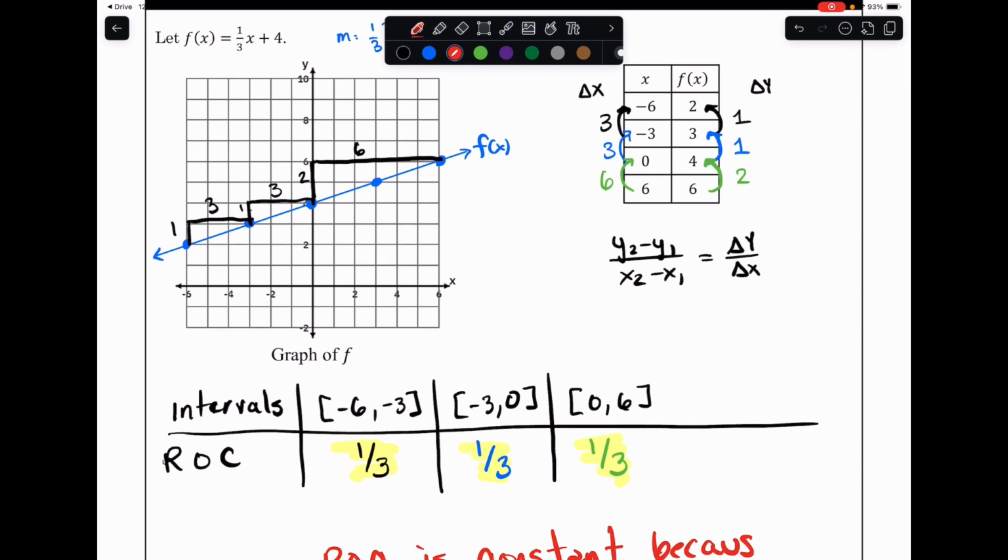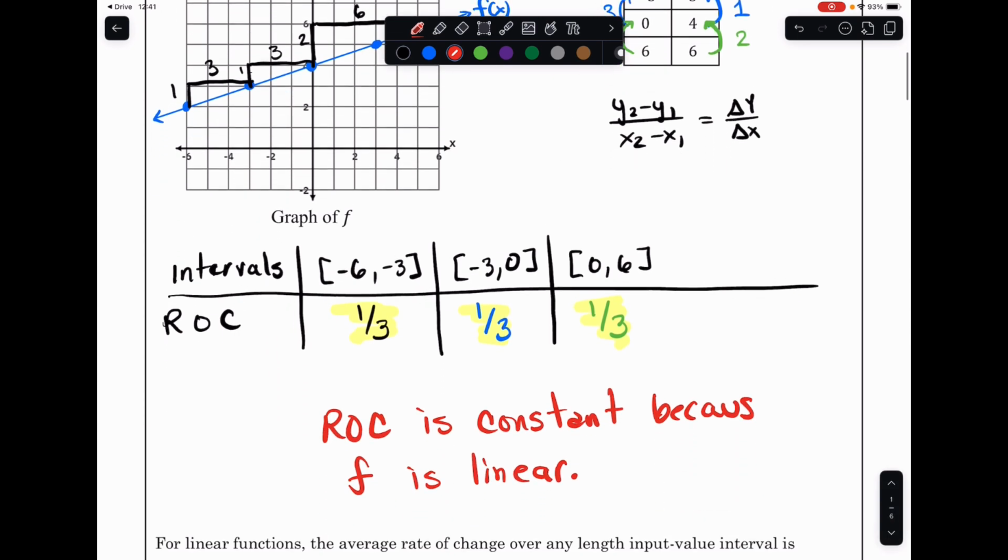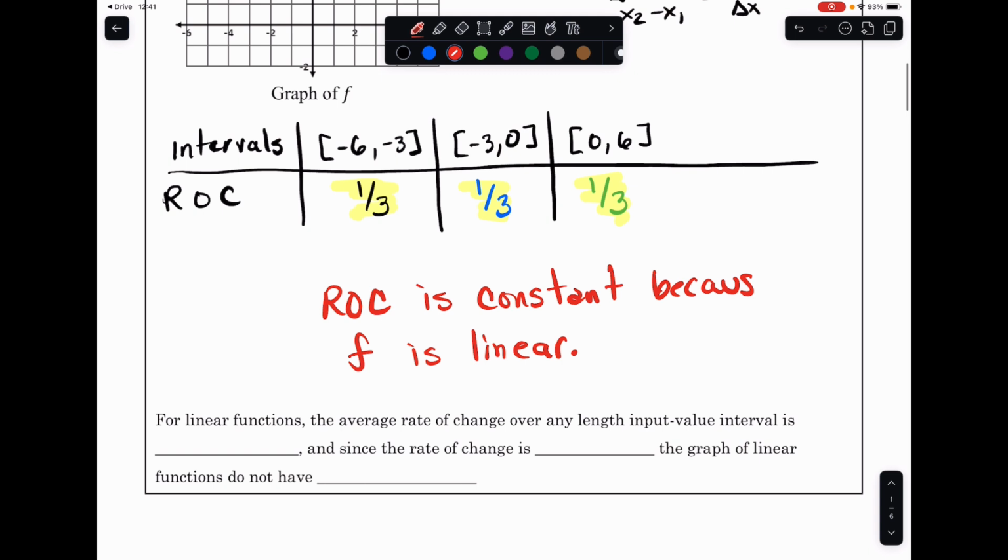And again, we're just using what we've learned about how to determine the average rate of change to figure out and prove again and verify that this is still true. So fill in the bottom part right here. So right here is essentially what we wrote. For linear functions, the average rate of change over any length interval, all right? So any length input value interval is constant.